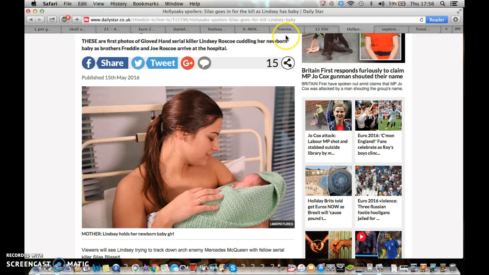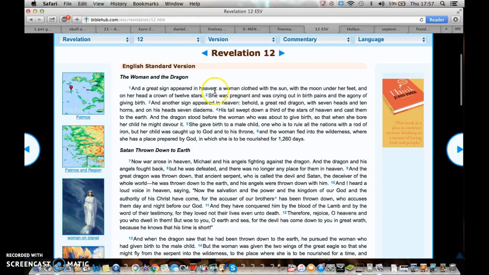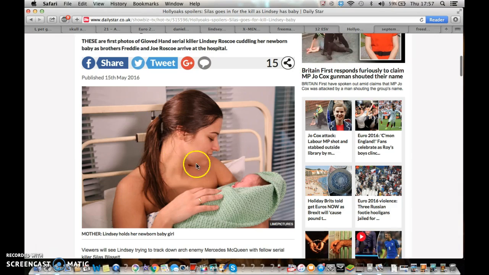See, so anyway, right? Sorry, I'm getting a bit ahead of myself here, because remember, I read this out just a second ago. She was pregnant and was crying out in birth pains and the agony of giving birth. Well, it's just like this Lindsay character was going through agony in Hollyoaks because, number one, she was giving birth to this baby, but number two, she was feeling agony because of all of the people she had murdered.